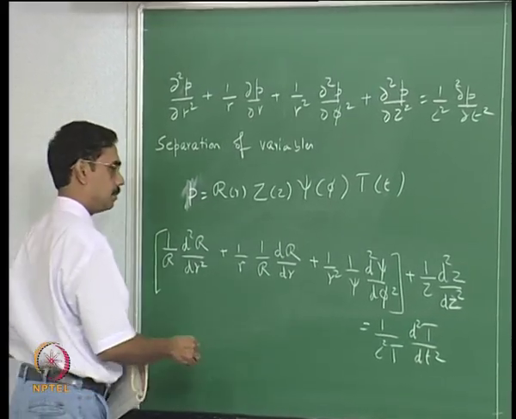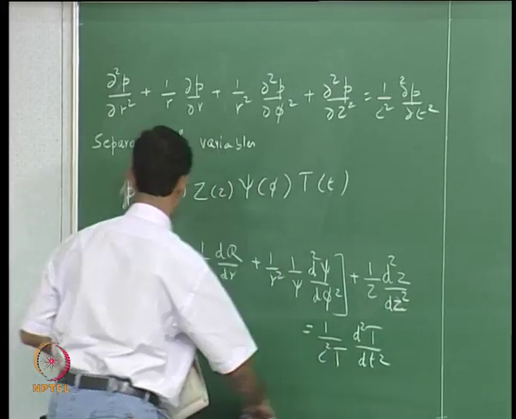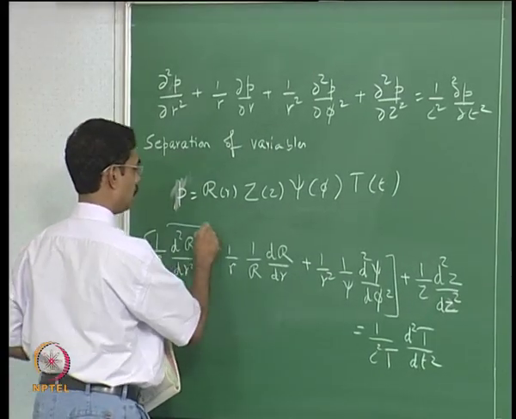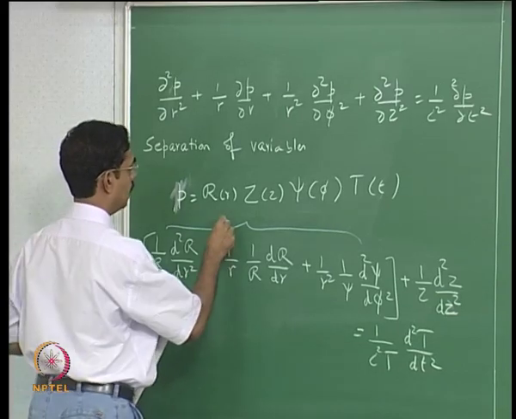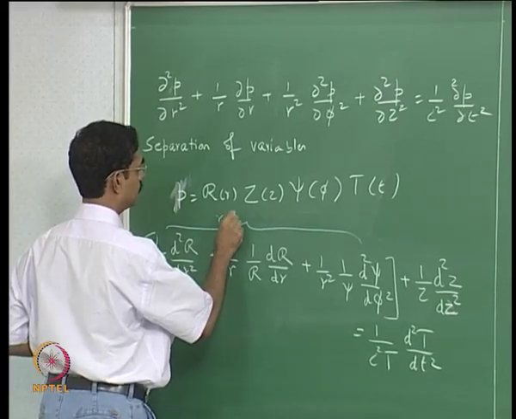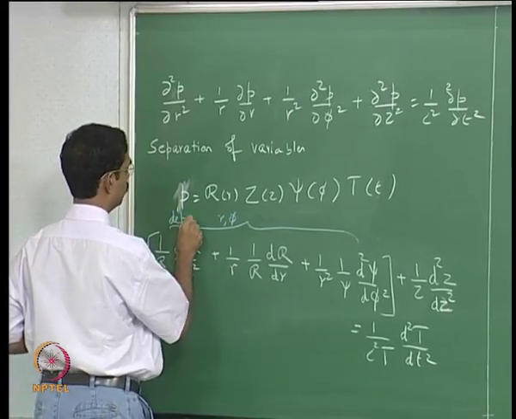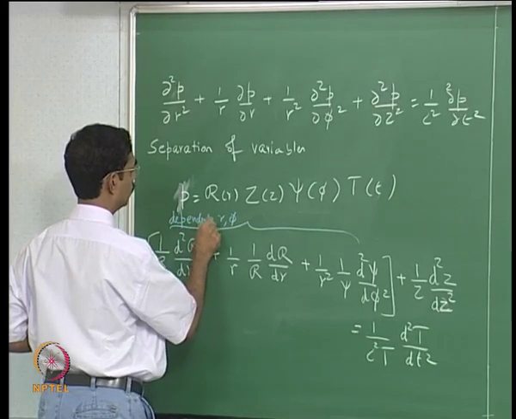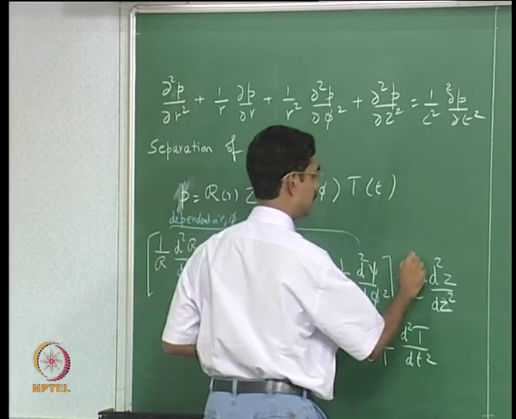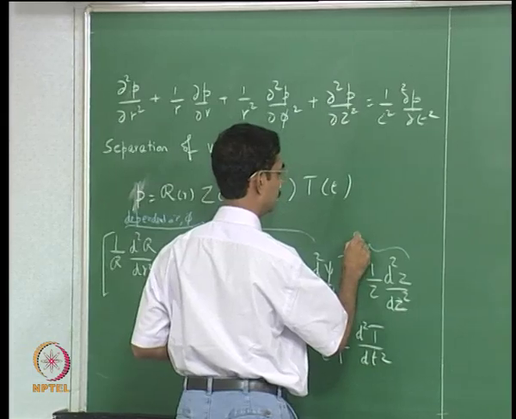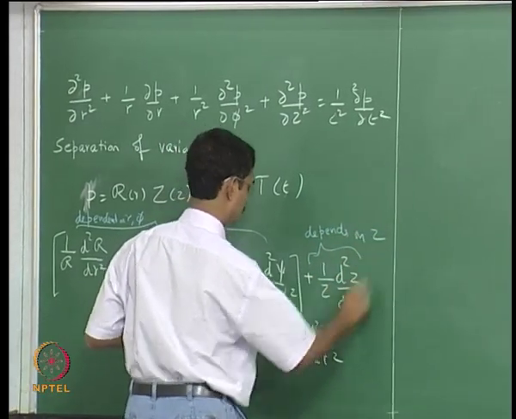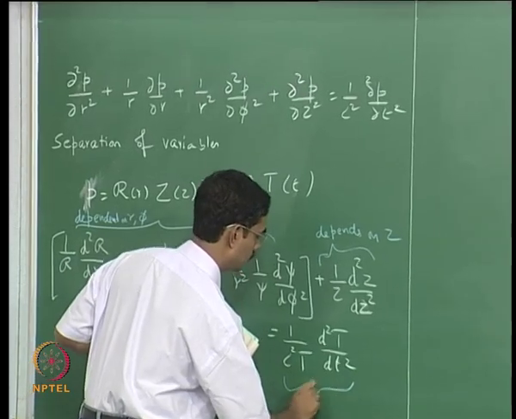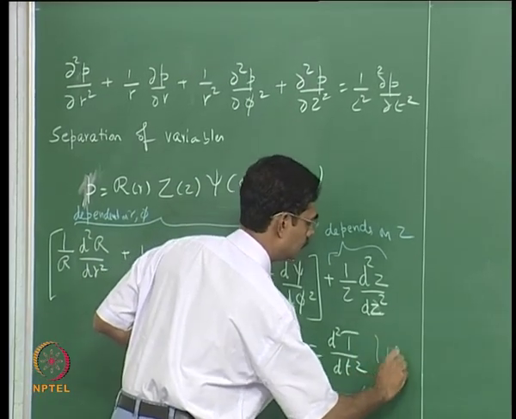So this term is dependent on r and phi, and you have this term which is dependent on z, and this is on time.